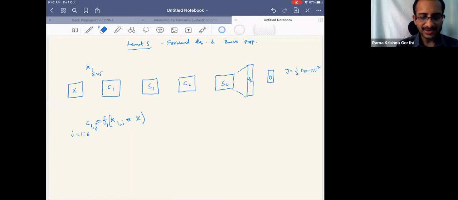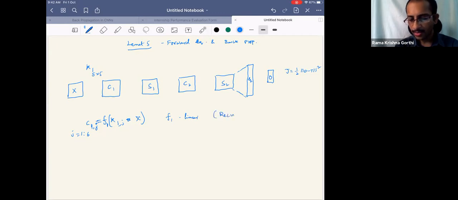So we assume that there is an activation function F1 to get the output of the convolution map. In fact, there are net values also here, so I have not explicitly written them. For the time being, we can assume F1 to be linear for simplicity. Later it can be ReLU or something else, but just for simplicity, we may assume linear.